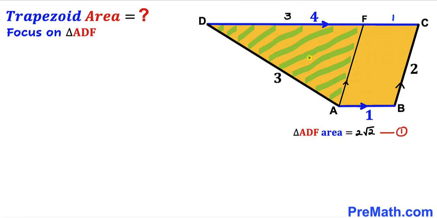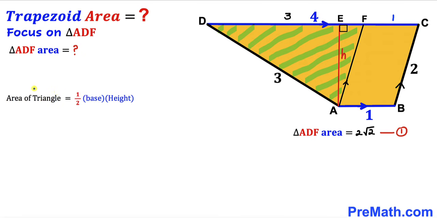And now let's make an observation once again and focus on this triangle ADF. And here in this next step, I have dropped this perpendicular AE, and I have labeled this perpendicular the height h of this trapezoid. And now we are going to calculate the area of this triangle ADF once again. And once again, let's recall the area of a triangle formula. Area equals a half times base times height.